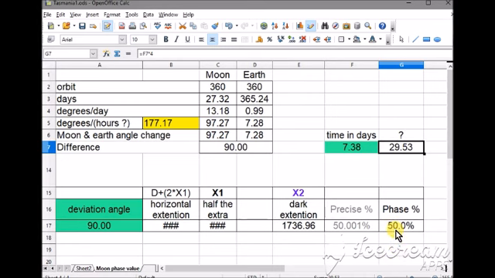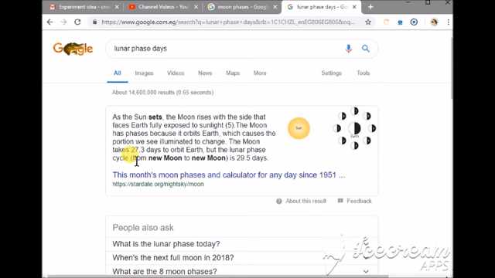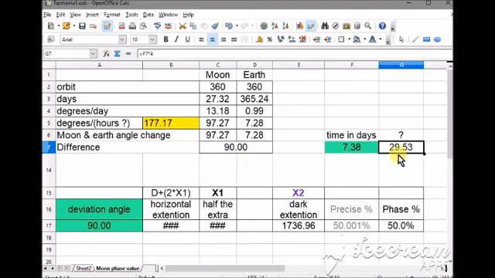Multiply that by 4, you get the lunar month. And here it is. From new moon to new moon, 29.5. What else do I need to say?